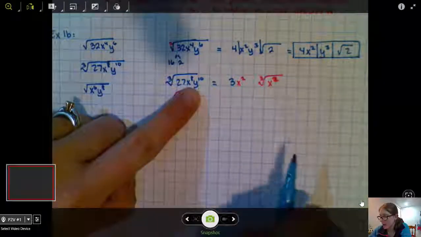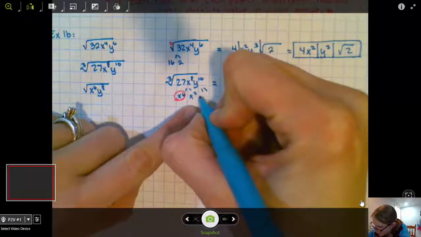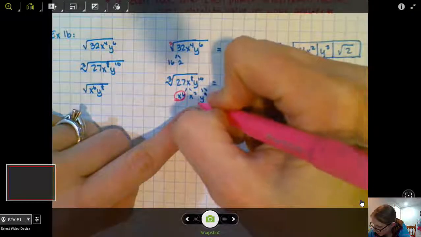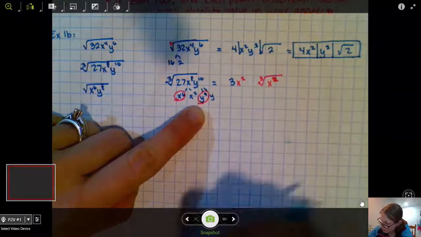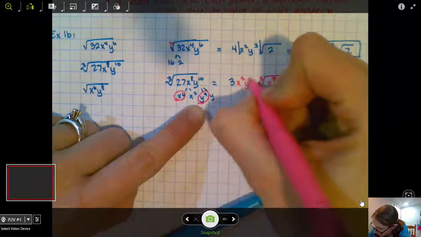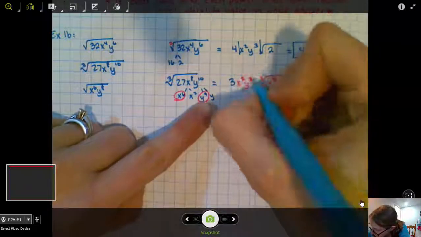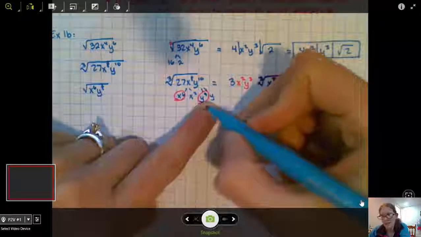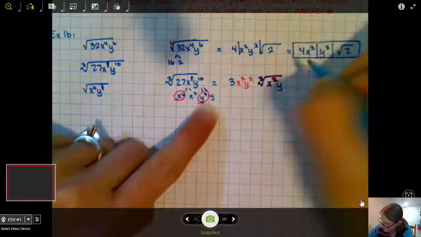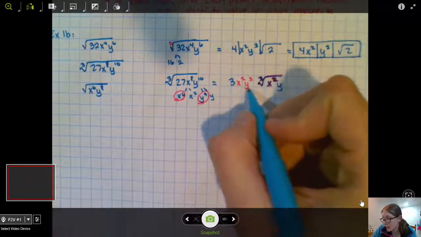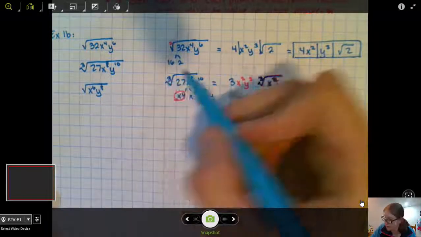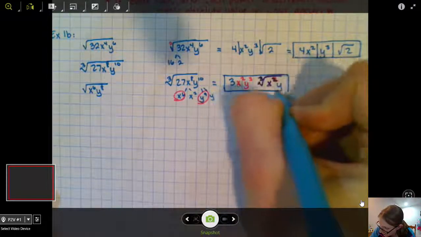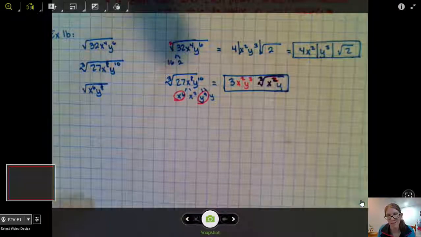And then I have the cube root of y to the 10th. Well, y to the 10th is y to the 9th times y. The cube root of y to the 9th is y to the 3rd. And I still have this y that's underneath. And I don't need any absolute value because I have an odd root here. So final answer is 3x squared y cubed times the cube root of x squared y.